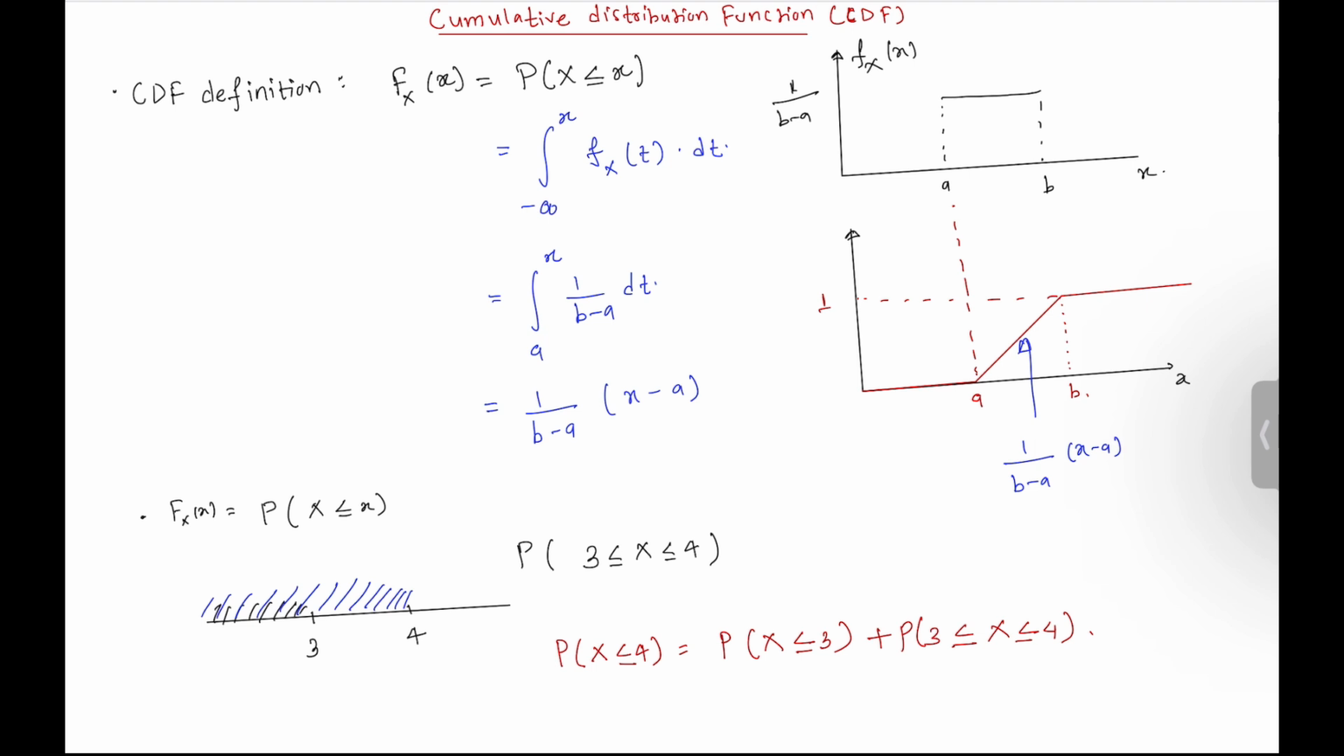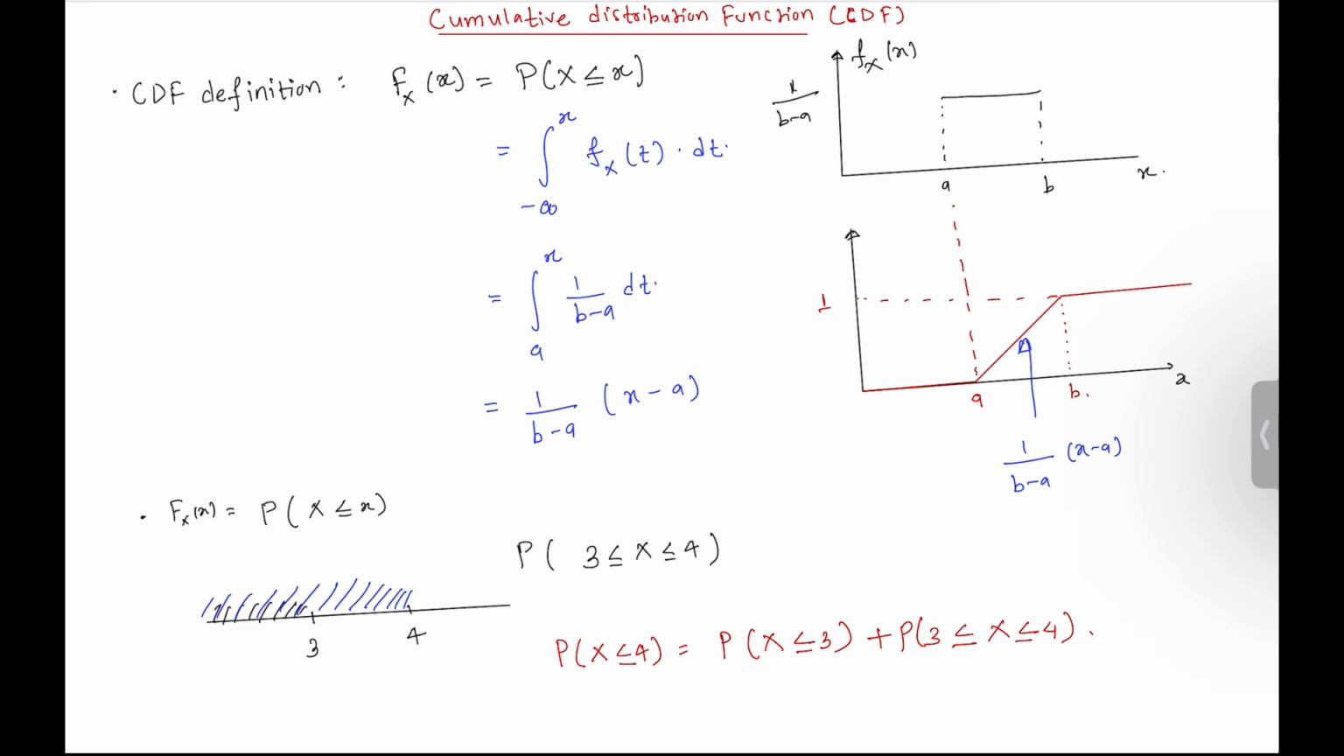And if we have the CDF, we have also the PDF. So right now we are talking about the continuous random variable. So if we have the CDF, we have the PDF. How? So how do you find it if you have this CDF? That means you have the integration of the PDF.